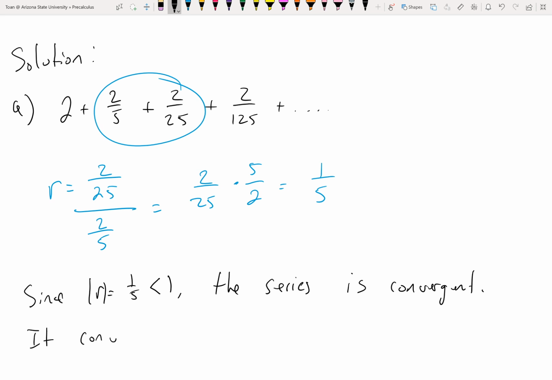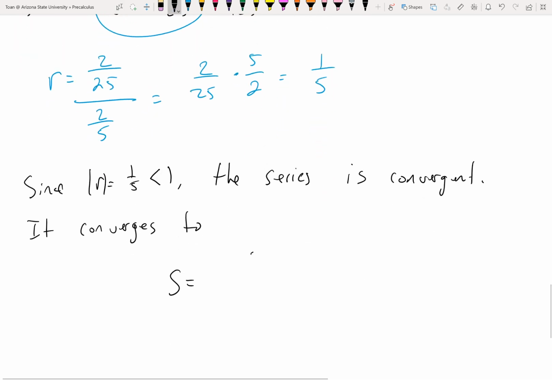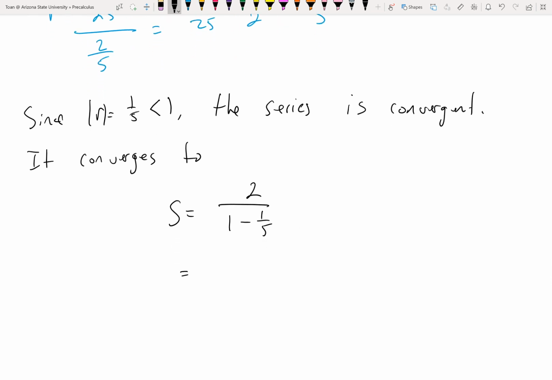It converges to, and then you just use the formula. S equals the first term, so what was our first term in the sequence? It's 2, over 1 minus the r, which is 1/5. So then you get, what's that, 4/5? So 2 divided by 4/5 is, what is that, 10/4, which is 5/2. So the entire sum is 5/2. Easy peasy.